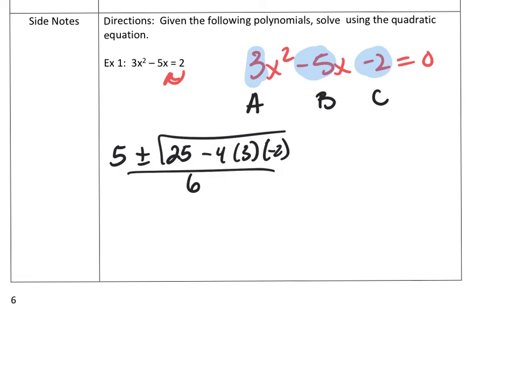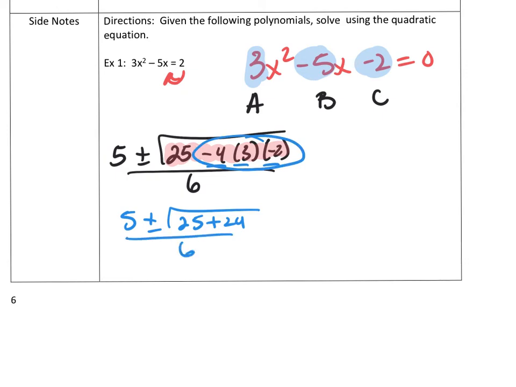Remember, the first thing we want to do is look at the value that is under the radical, and we want to simplify that. So I'm going to start with the multiplication of -4 times 3 times -2. That would be a positive 24. So you have 5 plus or minus the square root of 25 plus 24, because this created a positive 24, all over 6. So this is 5 plus or minus the square root of 49 all over 6.